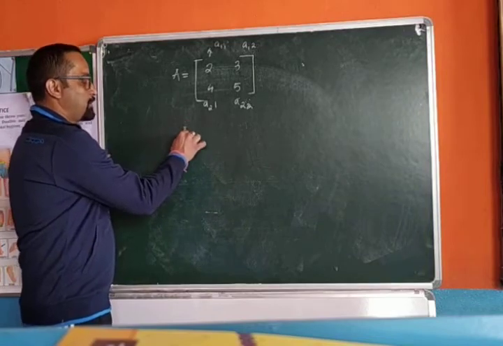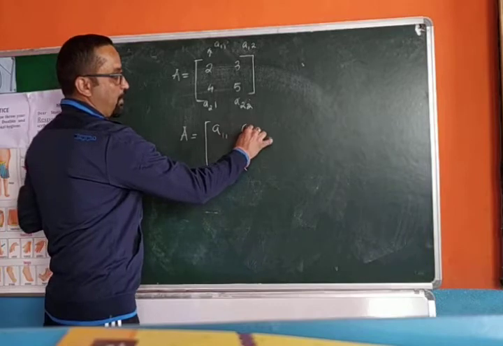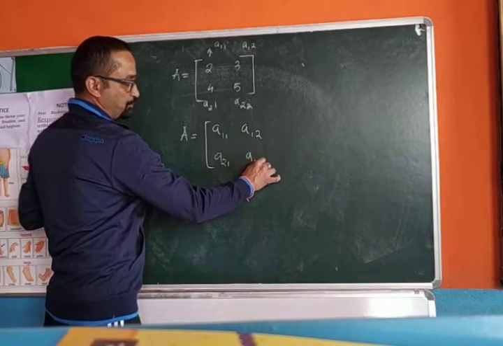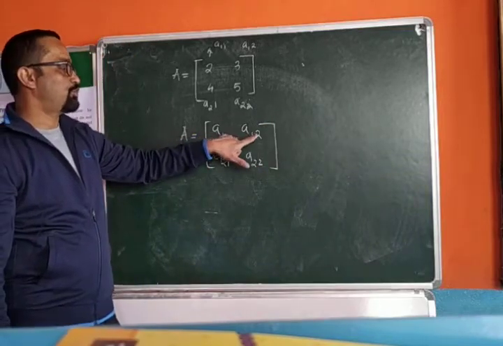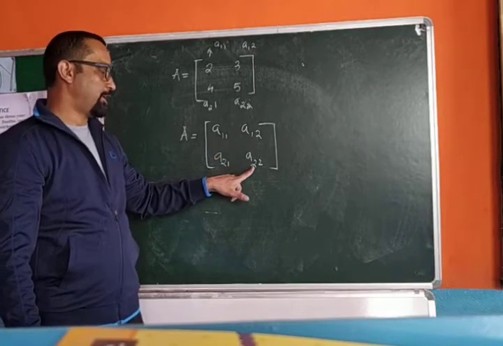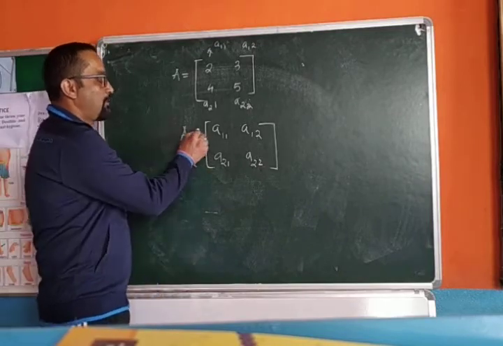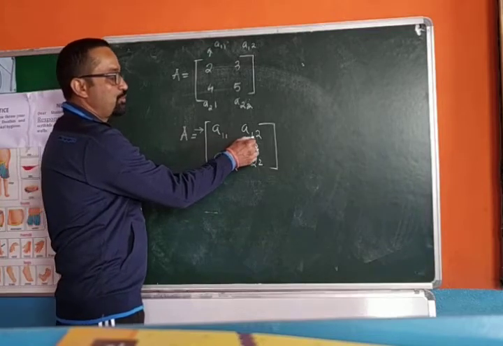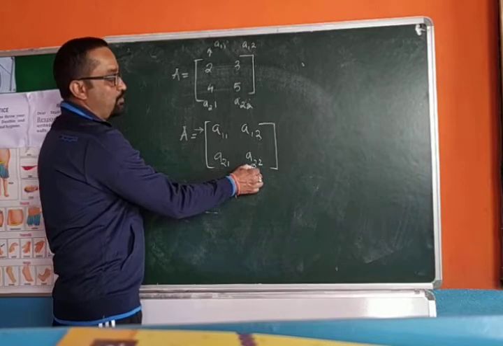Or you can write like this: A equal to A1,1, A1,2, A2,1, A2,2. First row, first element. First row, second element. Second row, first element. Second row, second element. Or we can call it first row, first column. First row, second column. Second row, first column. Second row, second column.